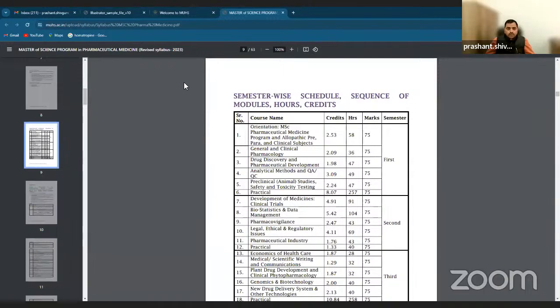So this is how this course will run throughout 2 years, and it will also add the benefit of adding credits into the Academic Bank of Credits as per the new Educational Policy of the UGC 2020.